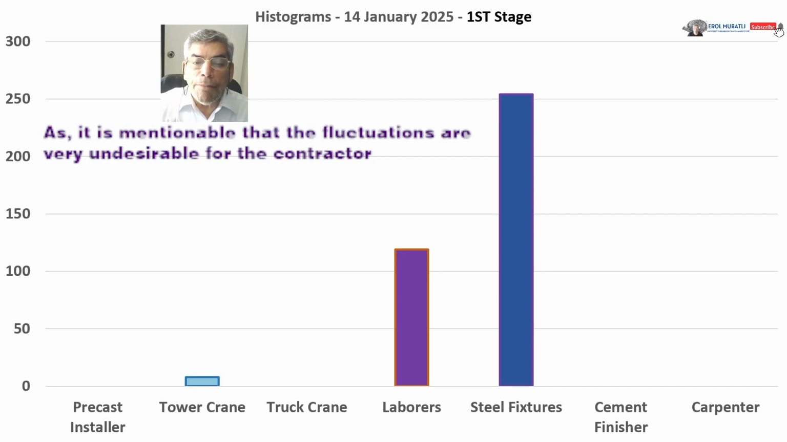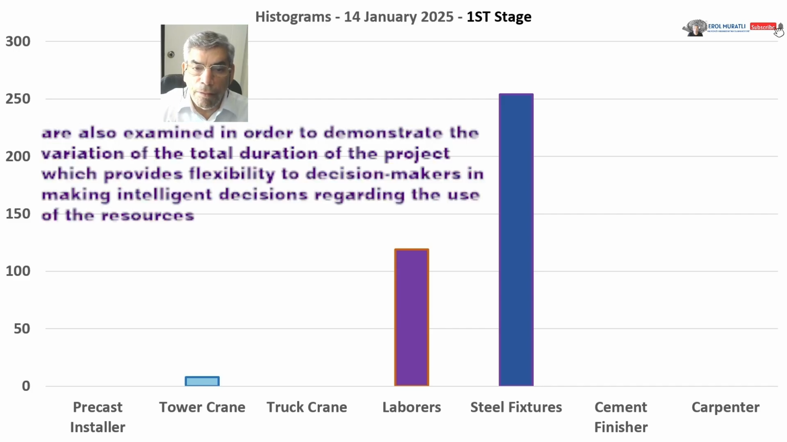It is mentionable that fluctuations are very undesirable for the contractor. They are also examined in order to demonstrate the variation of the total duration of the project, which provides flexibility to decision makers in making intelligent decisions regarding the use of the resources.